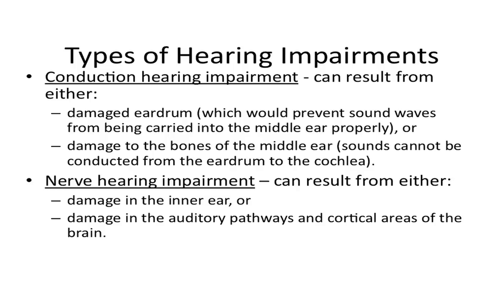Okay, and then for nerve hearing impairment, it's damage in the auditory pathways in the areas of your brain. What that means is it's all of your inner ear, from the oval window all the way in. That's your nerve hearing impairment. So if you know anyone who's deaf or hard of hearing, you can now ask them, is it a conduction impairment, which means it's only not working in their ear, or is it a nerve impairment, which means it's inside their brain? Wow, yeah, it's cool.